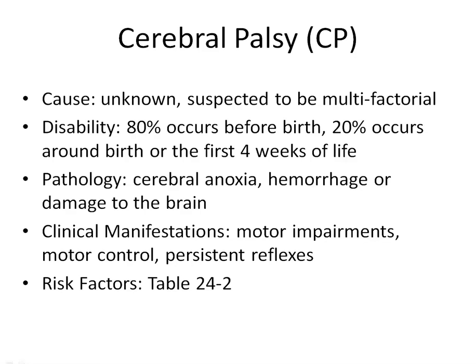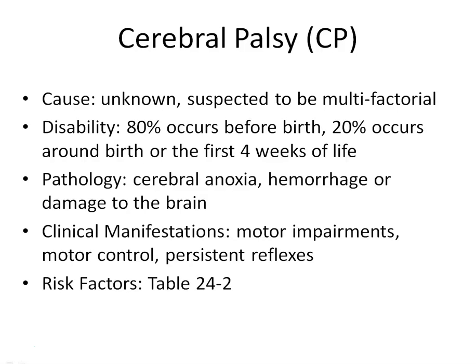The basic pathology of the condition results in brain damage caused by cerebral anoxia, can be caused by hemorrhage, or malformation of the central nervous system. Our clinical manifestations include motor impairments. This can be poor motor control of the head, the neck, and the trunk. We can also see delayed motor development. We'll also see poor force production of the muscles and poor control, and often persistent reflexes and increased tone.